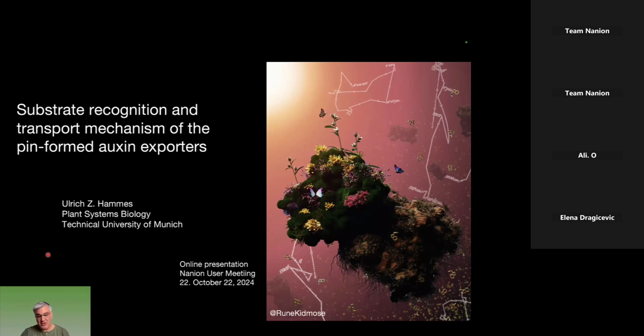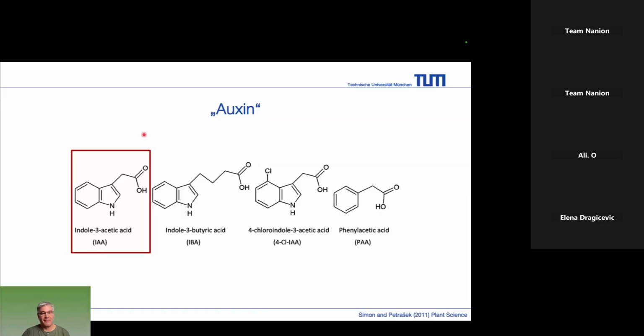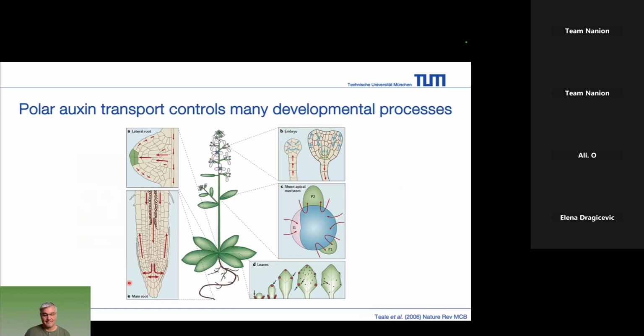Nevertheless, without much further ado, I'm going to tell you a little bit about substrate recognition and transport mechanism of the PIN-formed auxin exporters. So auxin is a hormone in plants, and when we say auxin, we actually mean a group of compounds that all have growth promoting effects. And generally, this is used synonymously with indole-3-acetic acid, which in most plants is the dominant auxin.